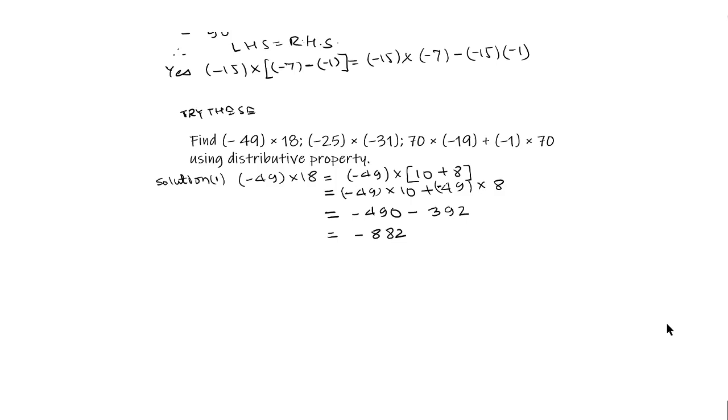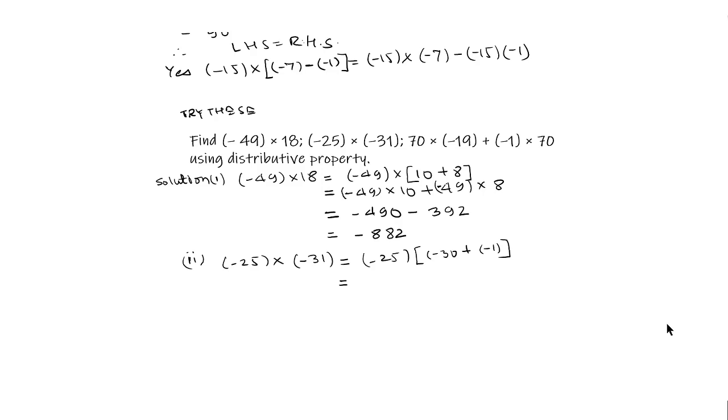Now we go to the second part of the question. Minus 25 multiplied by minus 31. So we are using the distributive property here and we write like this: minus 25 multiplied by, within bracket, minus 30 plus minus 1. 31 is split into two parts, which is minus 30 and minus 1. And now we use this property and multiply it.